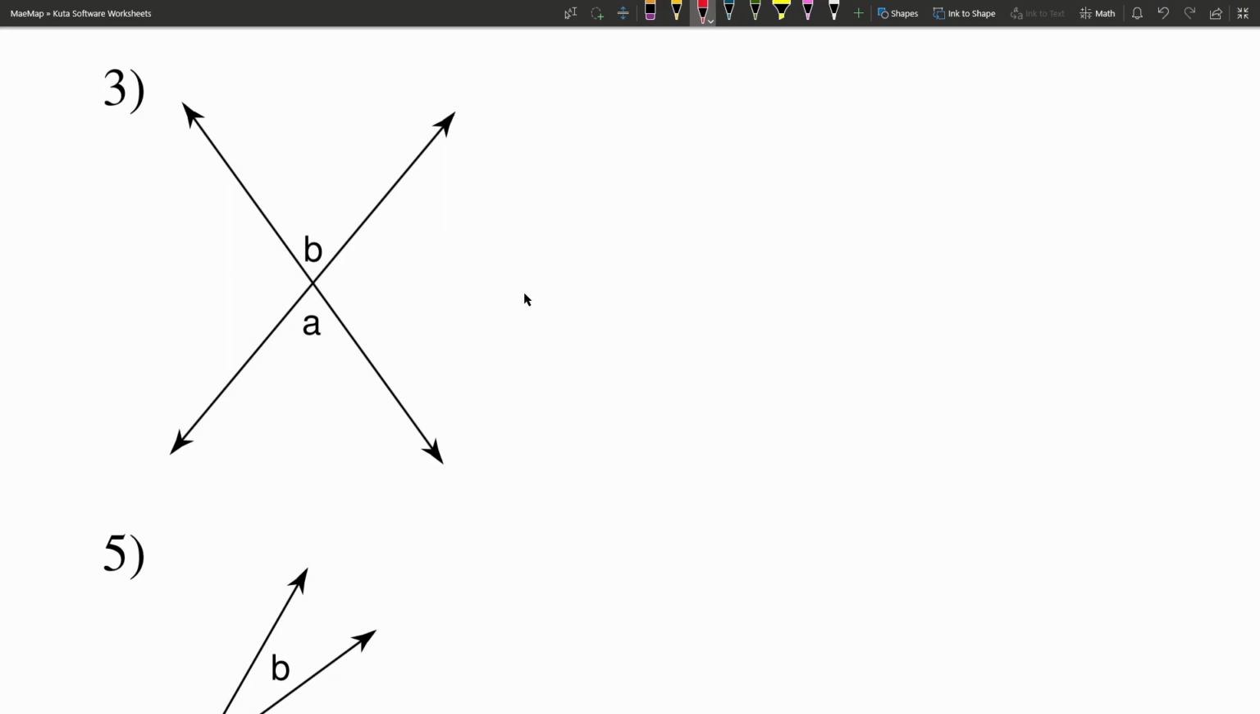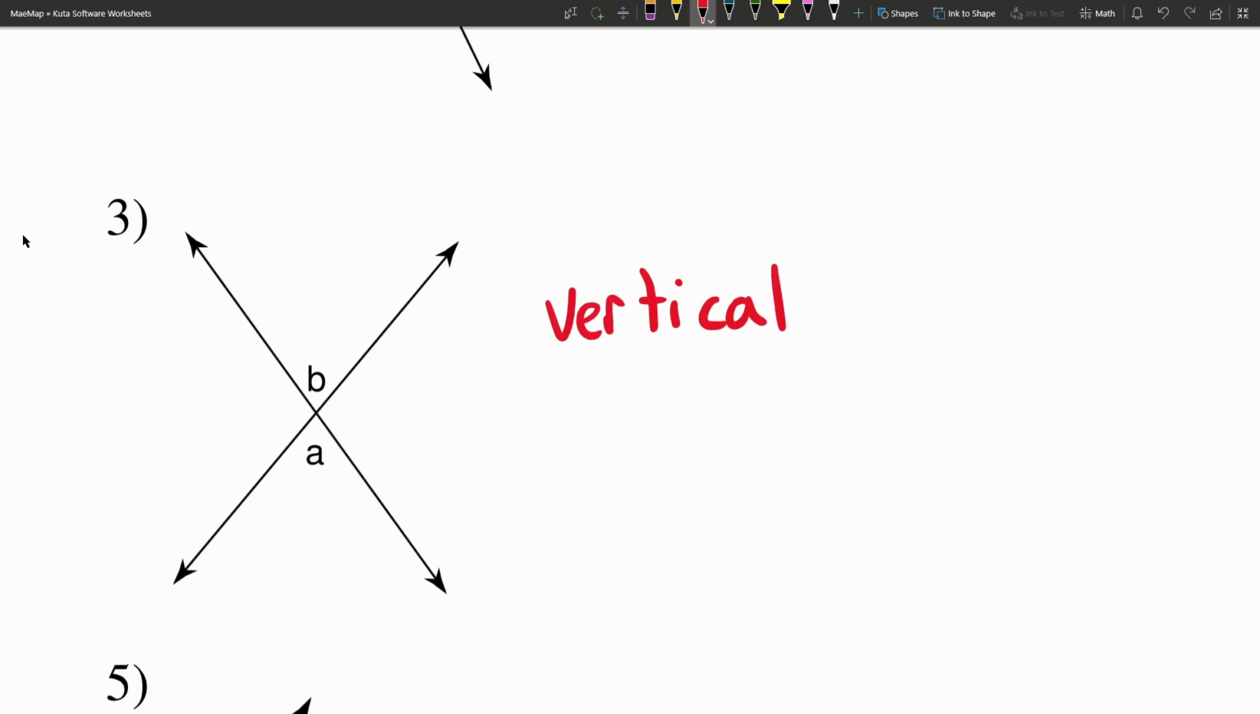In number three, we can see that A and B share a common vertex, but they don't share a common side. Here, angle B is formed, and here, angle A is formed. Therefore, these are vertical angles. And before we move much further onto the worksheet, one neat thing about vertical angles is that they are equal in measure. Think about it.